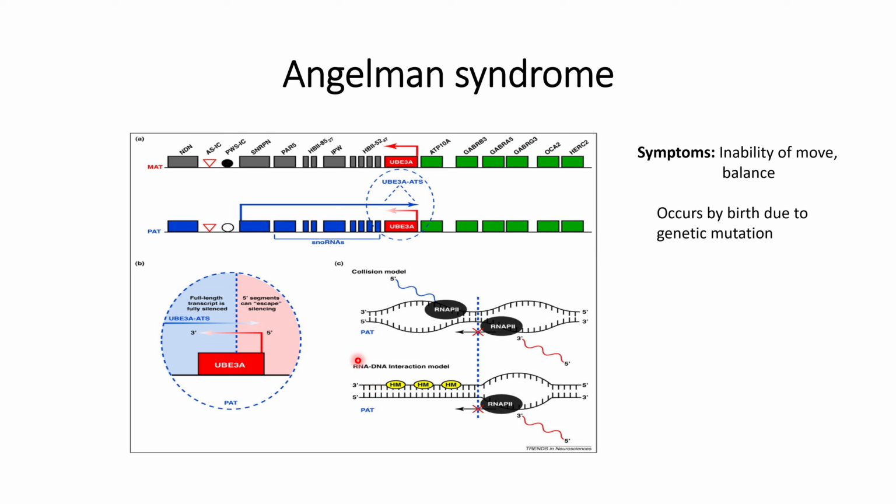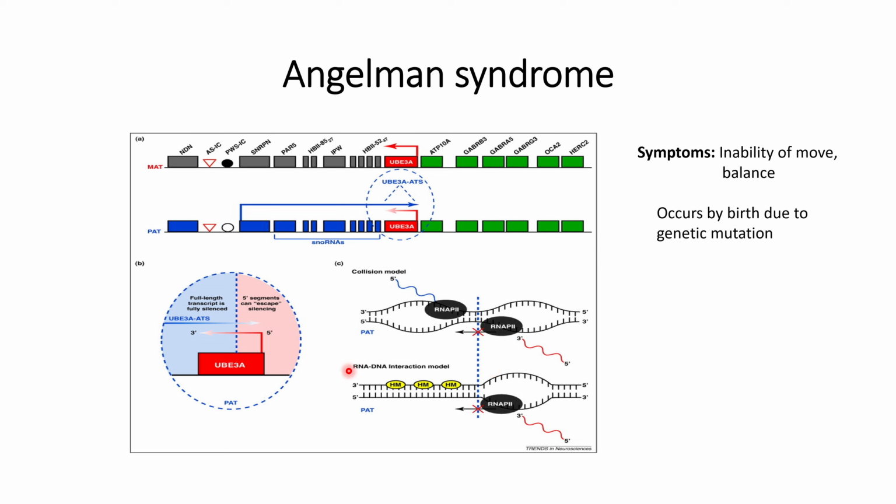And another model is the RNA-DNA interaction model. What happens in this case is that when the RNA polymerase is transcribing one strand, the other strand is not able to transcribe because of modification of the DNA, or histone modification of the DNA. Because of this, the transcription aborts at an intermediate location within the DNA, so the RNA formed from this strand will not be functional.